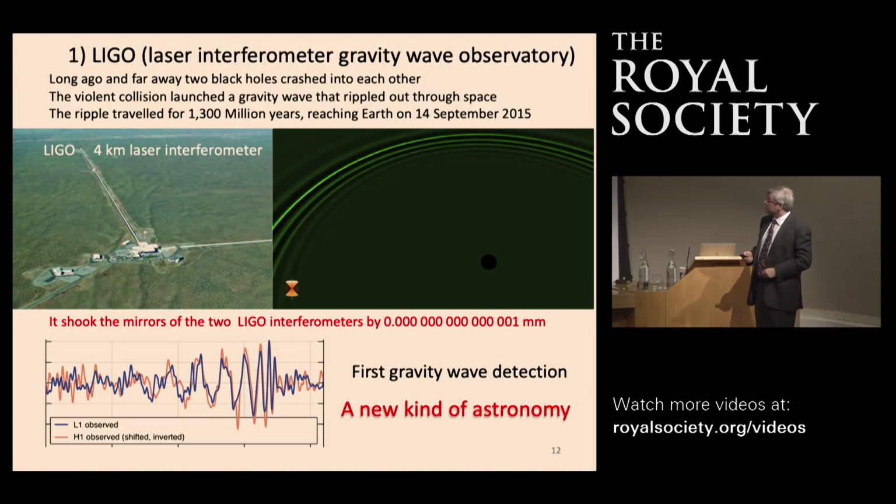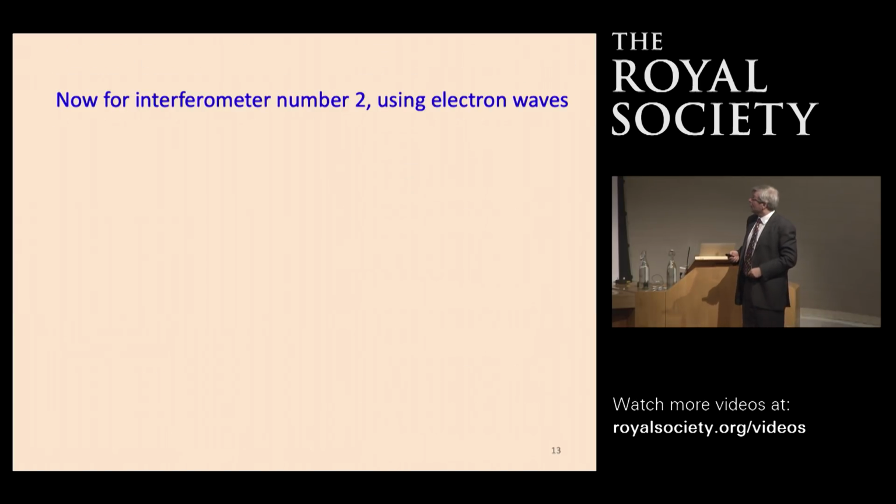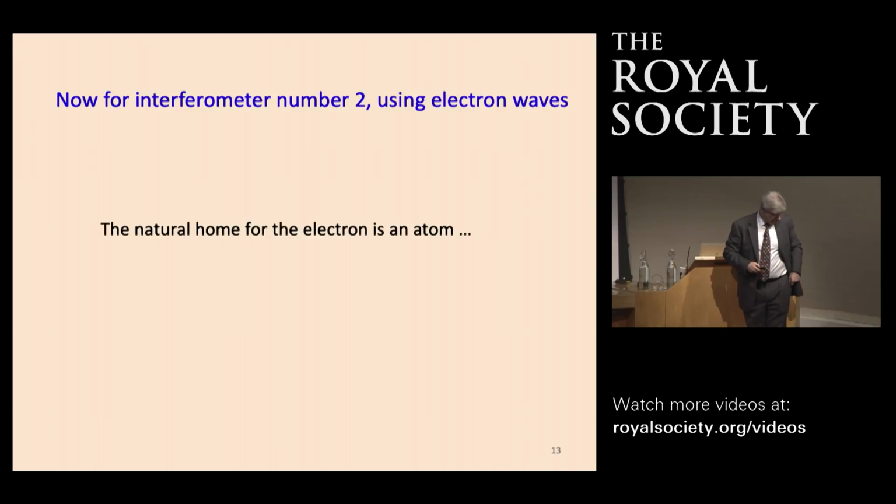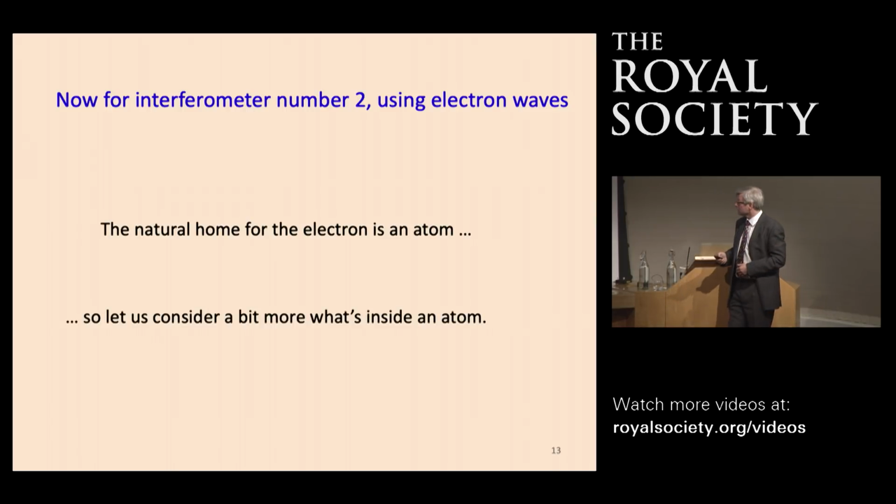Okay, that's the first interferometer. And now I want to come to interferometer number 2, which is using the electron wave inside an atom. If I want to make a device based on electron waves, a very natural place to do that is inside an atom because, as we've seen already, the atom is the home of the electron.